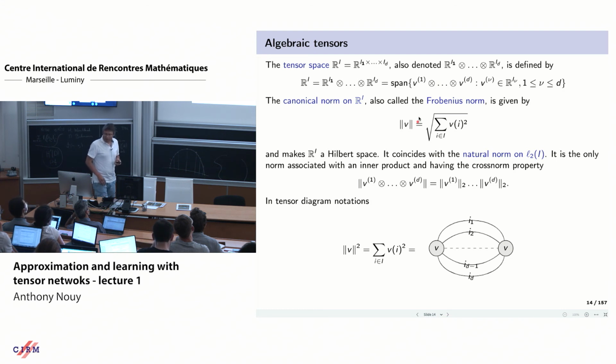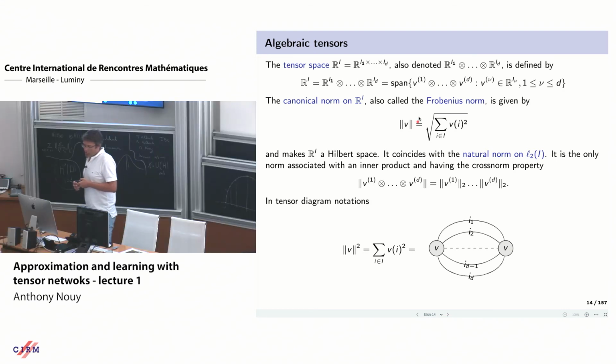Okay, now let's talk about norms on these vector spaces. So we can define on this vector space what we call a canonical norm, also known as the Frobenius norm of matrices, but it's also called Frobenius norm for higher order tensors, which is defined as the square root of the sum of the squares of the entries. And this norm makes the space a Hilbert space. So this space coincides with the natural norms on L2 sequences defined on the index set I.